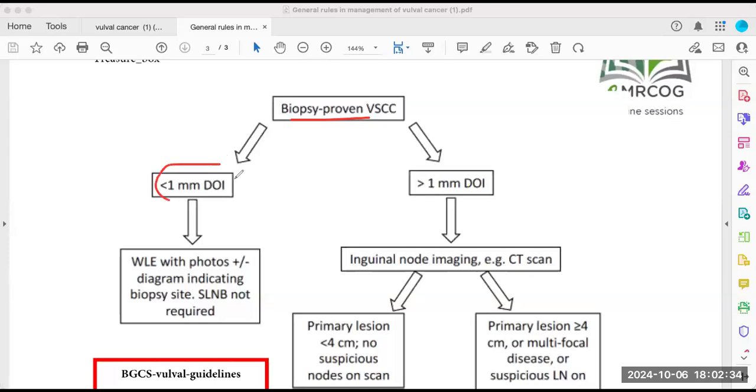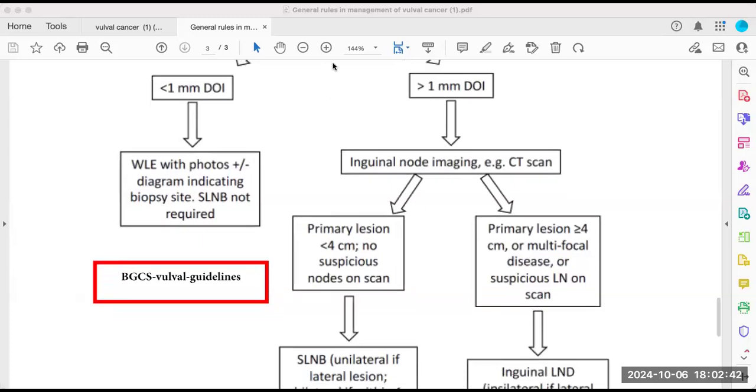And if I have less than 1 millimeter depth of invasion, which stage is this? Less than 1 millimeter, I have the 1A. So what is the management of this stage? The main management of this stage is very easy, it's wide local excision. It's mentioned again like radical wide local excision, which means removal of the lesion with a good size of safety margin of normal tissue surrounding the lesion. That's why it's radical, with documentation by photos and the vulval body diagram. So sentinel lymph node biopsy is not required in stage 1A.